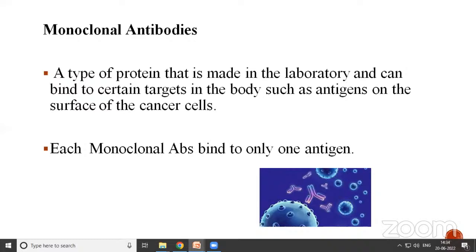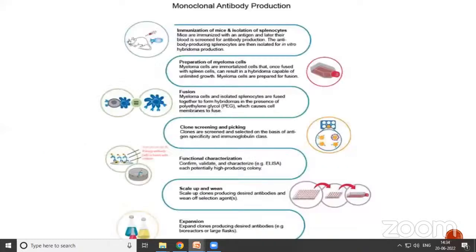What is the difference between monoclonal antibodies and polyclonal antibodies? Monoclonal antibodies have monovalent affinity, binding only to the same epitope. What is an epitope? The part of the antigen that is recognized by the antibody. Polyclonal antibodies bind to multiple epitopes and are usually made by several different antibodies. And how is it prepared?